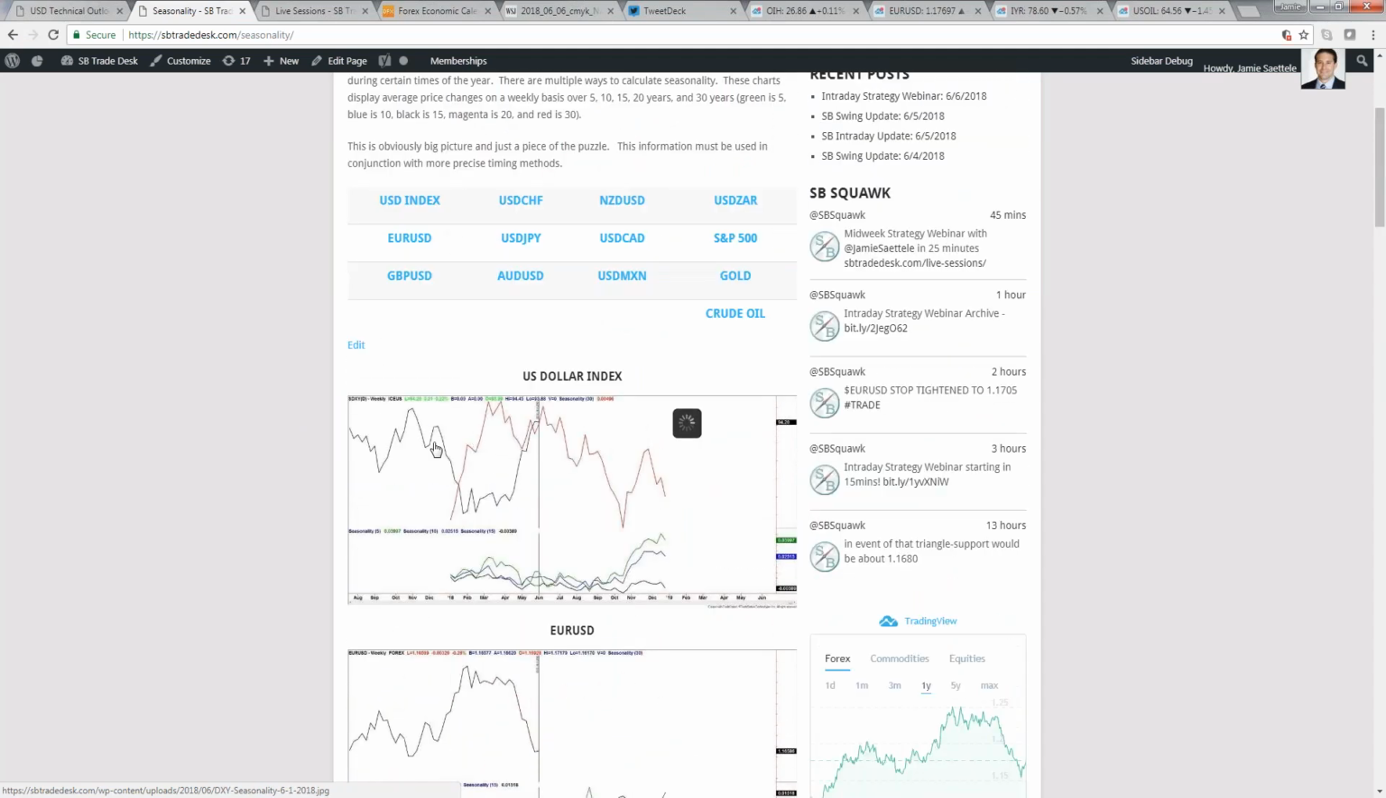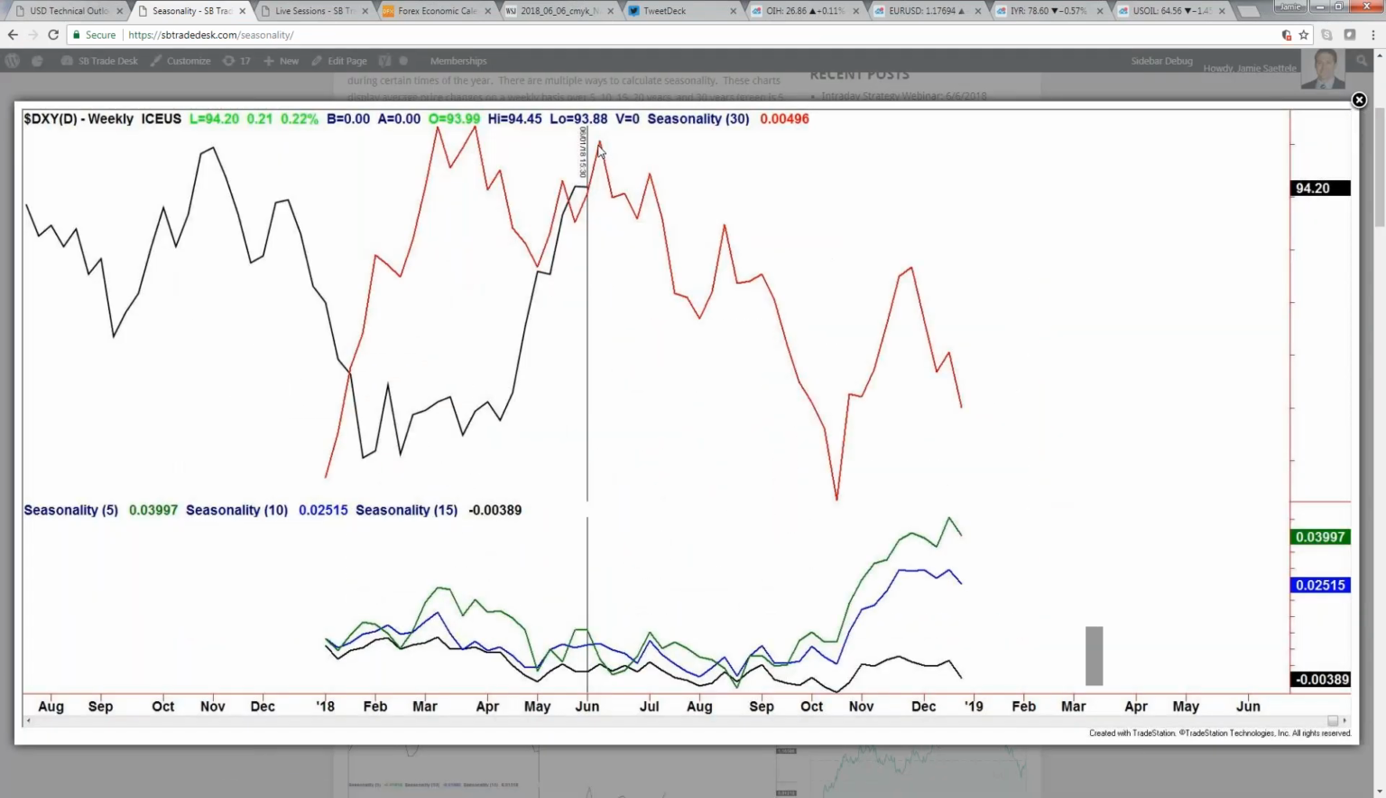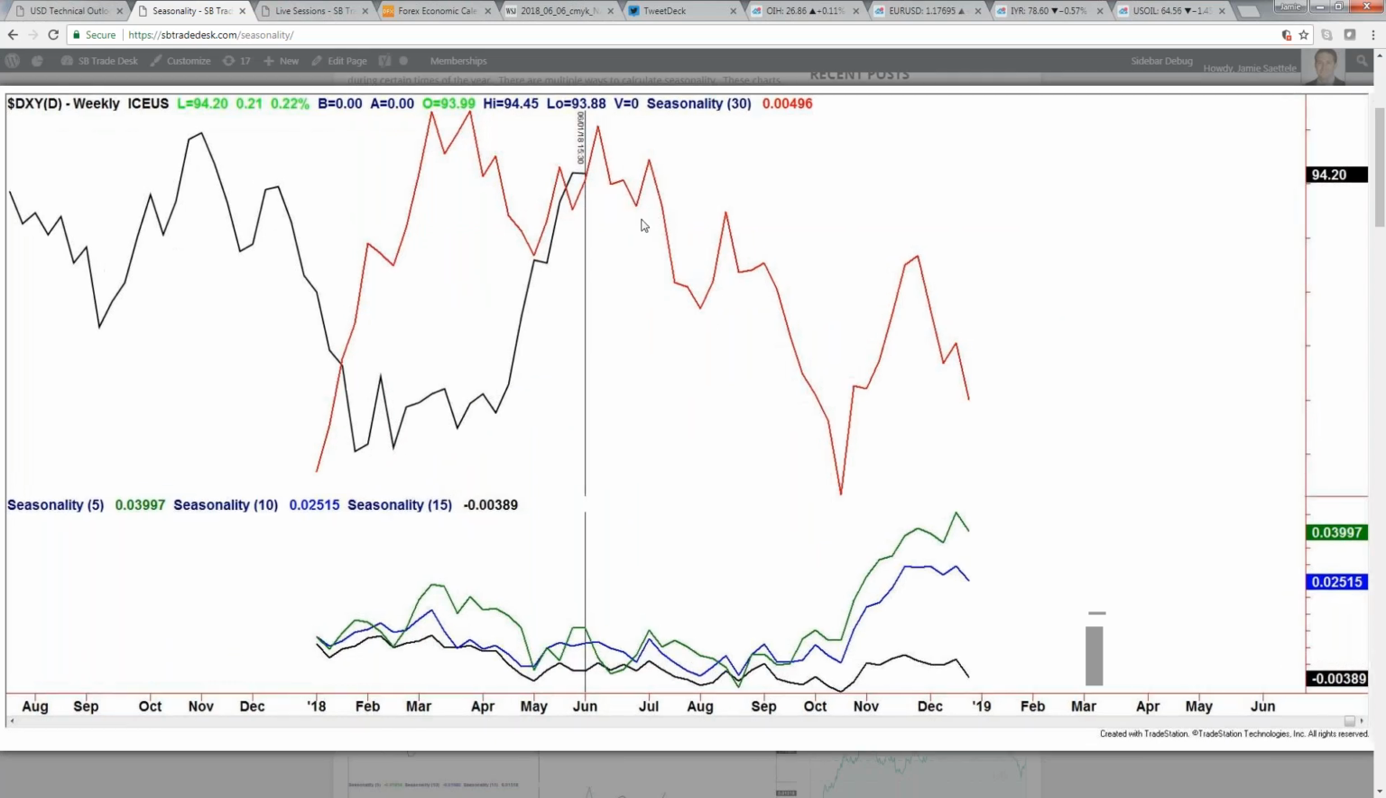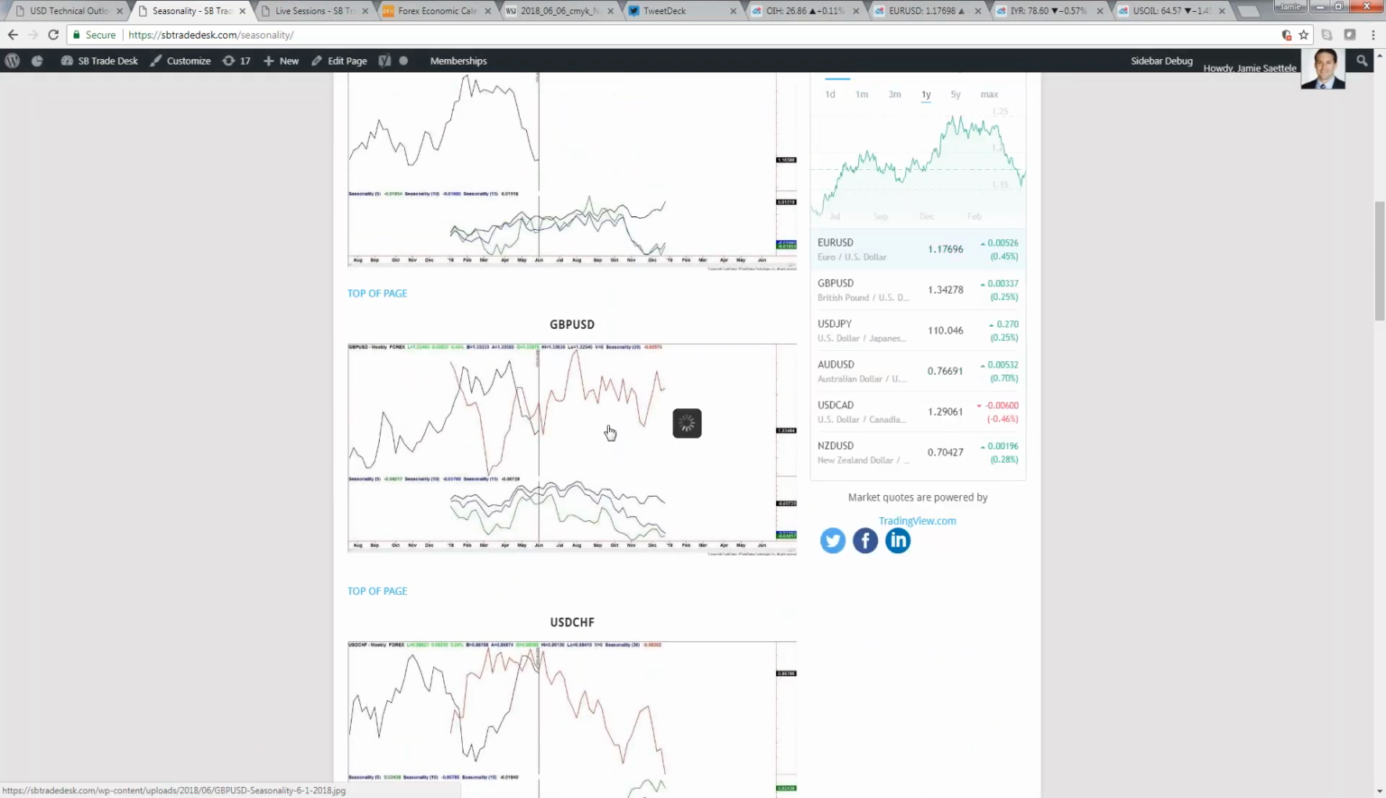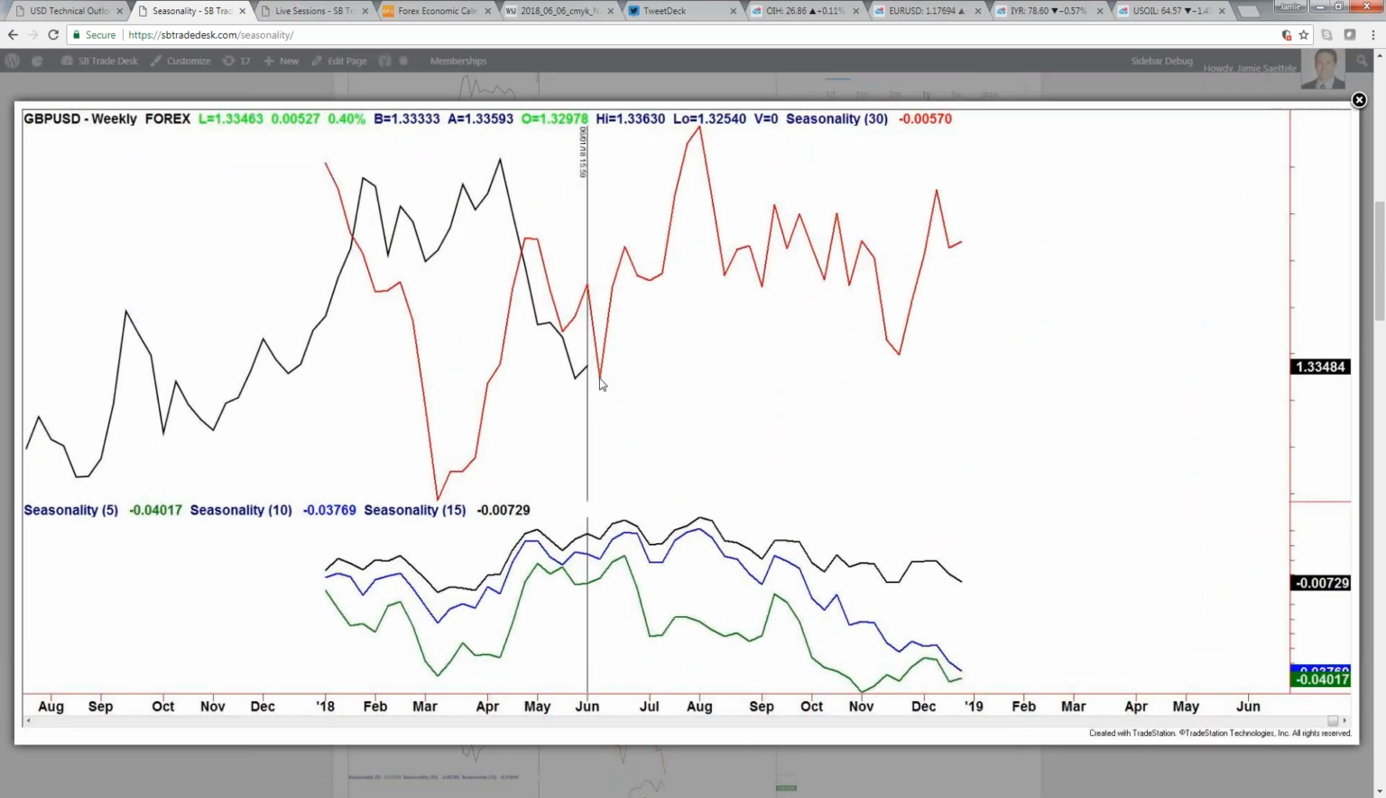I mean, you can see here, this is the US dollar index. We, for the most part, are entering a weak period. Seasonality, of course, does not always work. Nothing always works. Here's British pound. British pound is entering after next week one of the most bullish periods on a 30-year basis. On the shorter term basis, 5, 10, 15, we're already in that bullish period.